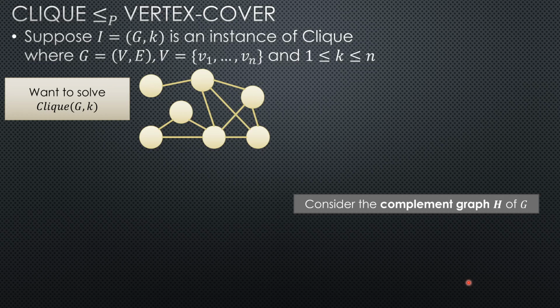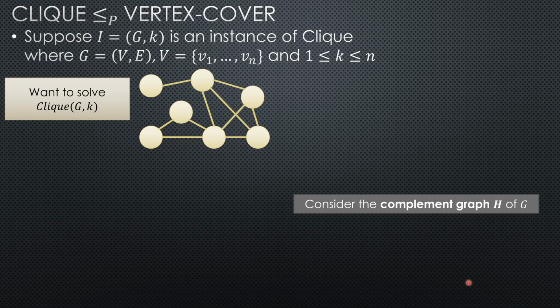What if we want to solve the Clique problem, G comma k, on this graph with this input k? We're looking for a k-clique on this graph. How would we possibly relate this problem of finding a k-clique to the problem of finding a vertex cover? Well, my claim is there's a deep connection between the Clique problem on the graph G and the vertex cover problem on the complement graph H of G.